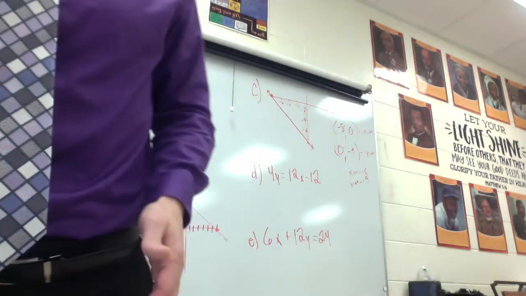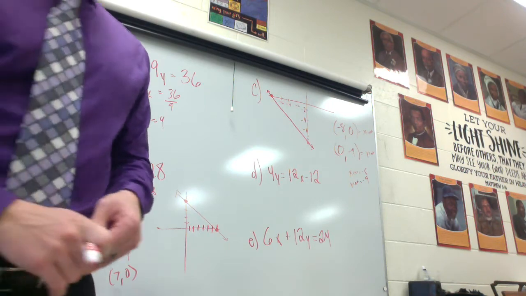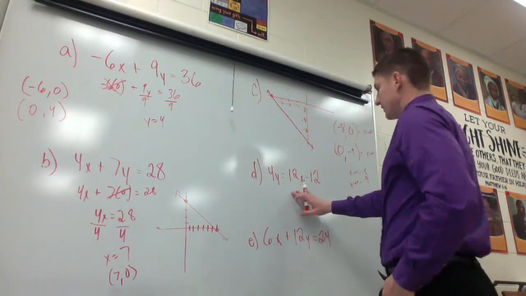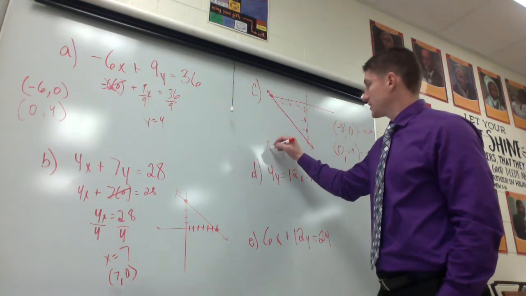In letter D, it says write 4y equals 12x minus 12 in standard form, then graph the equation using your x and y intercepts. To write this in standard form means we need to put the x and y on the same side. Remember, standard form looks like this.